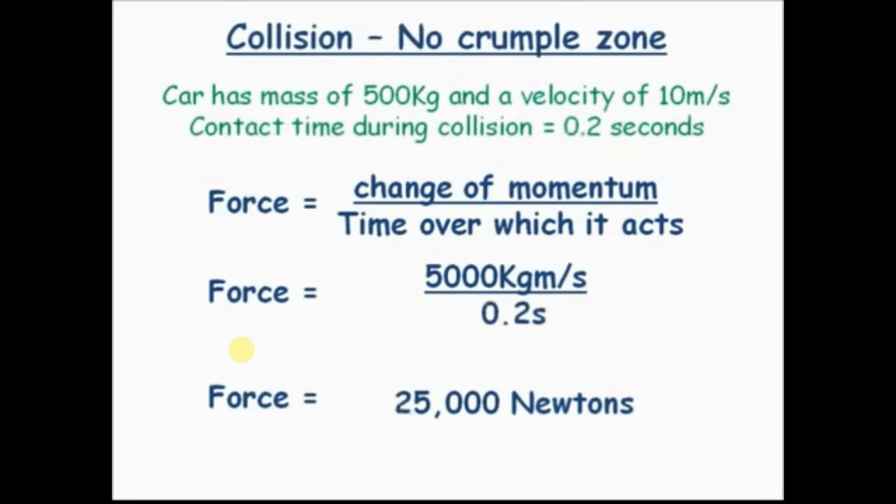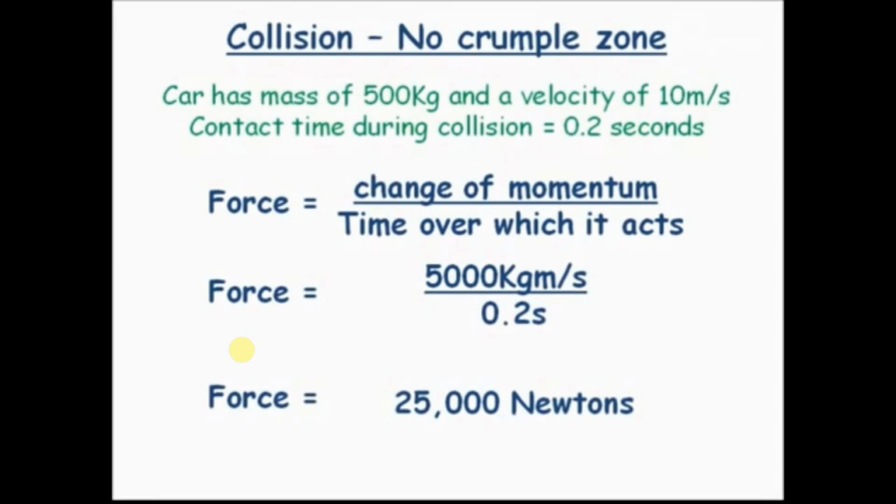Now let's look at the second collision. In this one, the car had no crumple zone. So the car had the same change of momentum, because it was still 500 kilograms, going at a velocity of 10 meters per second, but the contact time between the wall and the car was only 0.2 seconds. The only thing I would say is technically both of these change in momentums should be negative because the car has to lose all of its momentum, but whatever.